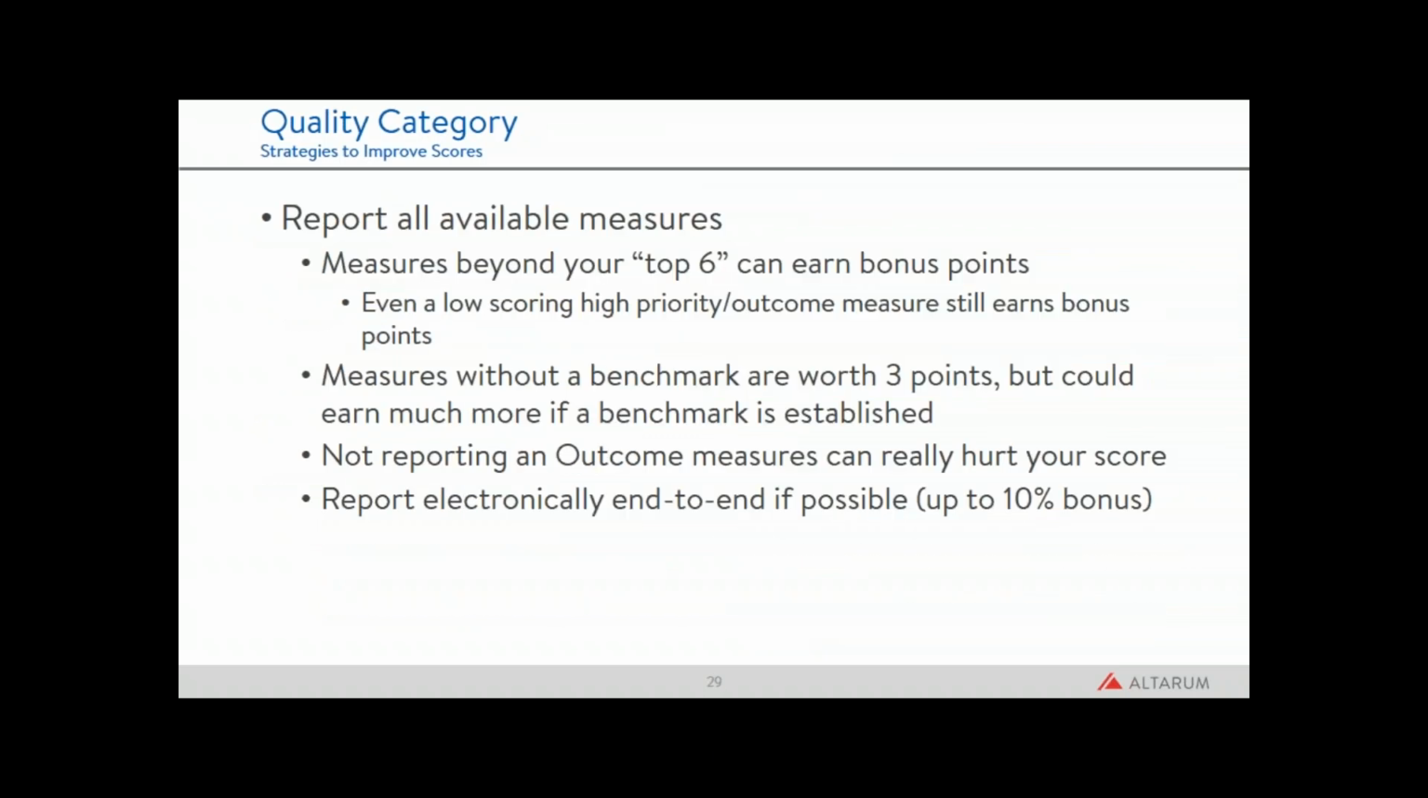So again, just in summary, be sure to report all available measures. Measures beyond your top 6 can earn bonus points. And again, if you report a measure that doesn't currently have a benchmark, it may be worth more than the 3 points that you're guaranteed as a minimum.